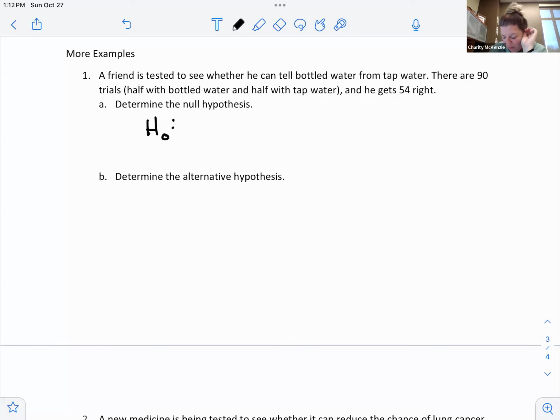Again, we have a proportion, 54 out of 90 or something like that. So P equals, what is our claim? Our friend is tested to see if he can tell. There are 90 trials and he gets 54 right. Our claim is he can tell the difference between the two, so he should be getting at least half of them right. So I'll use 1/2.